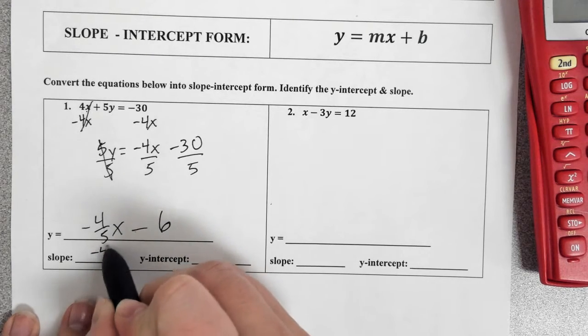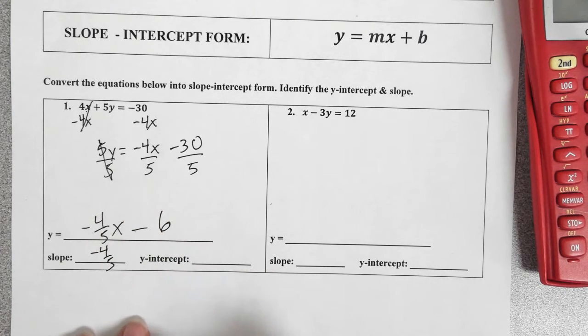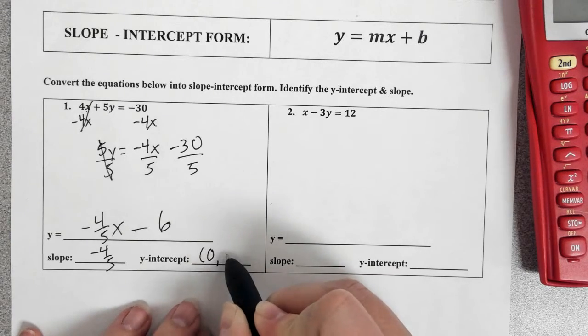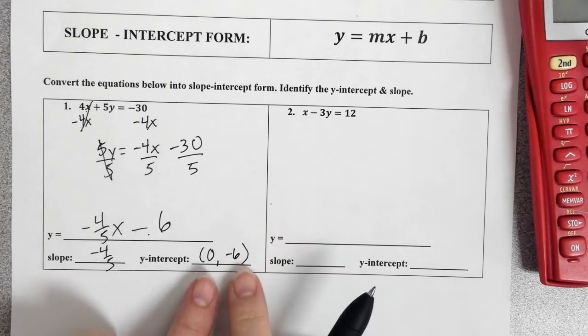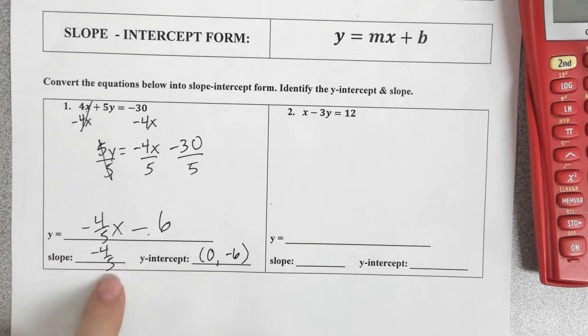That means my slope is negative 4/5. And my y-intercept is 0, negative 6. And remember how we'll write our y-intercepts. Slope and y-intercept.